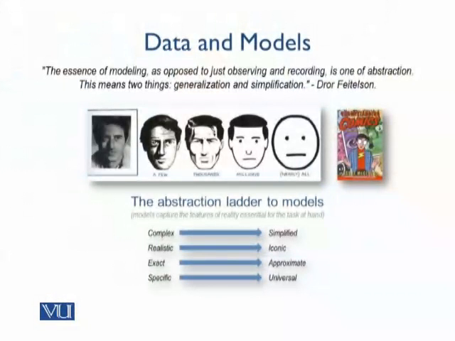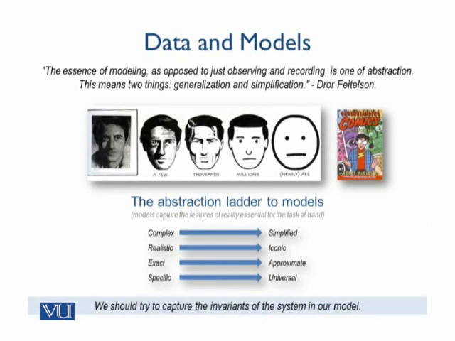An important quote which I think is relevant here is that the essence of modeling, as opposed to just observing and recording, is one of abstraction. This means two things: generalization and simplification. I think this captures the idea very well. When we are trying to make models, we should try to focus on the invariants, something that we expect to remain the same as we keep on checking more traces, as we keep on making and taking more samples. We would expect the systematic component to remain the same, and we would expect some random variation. So our model should try to capture the systematic component. In other words, we should focus on the invariants.